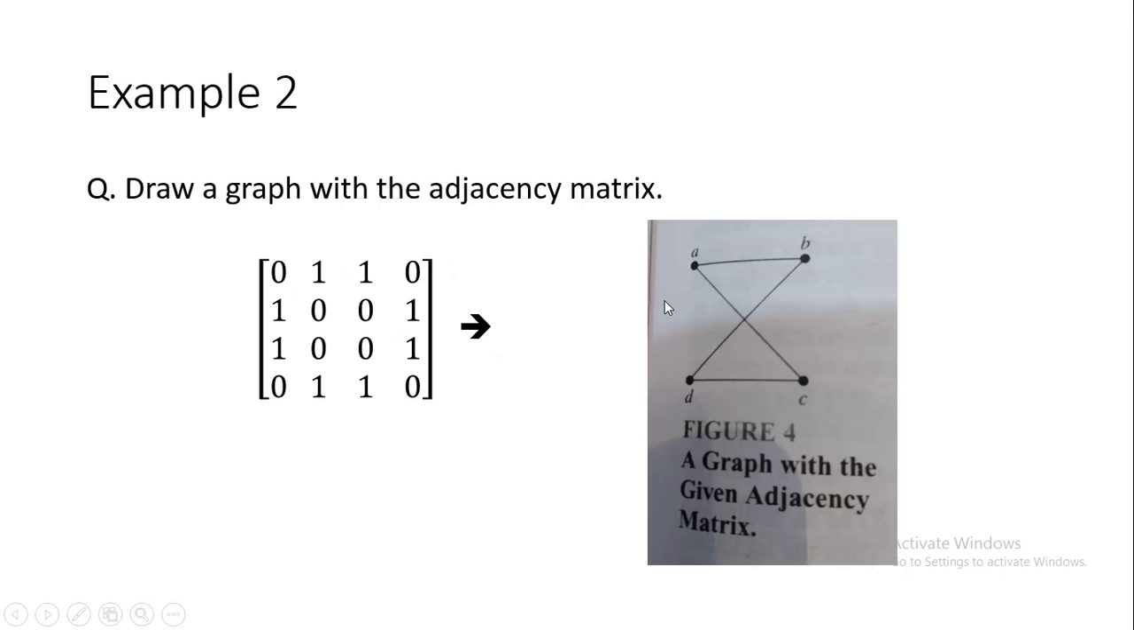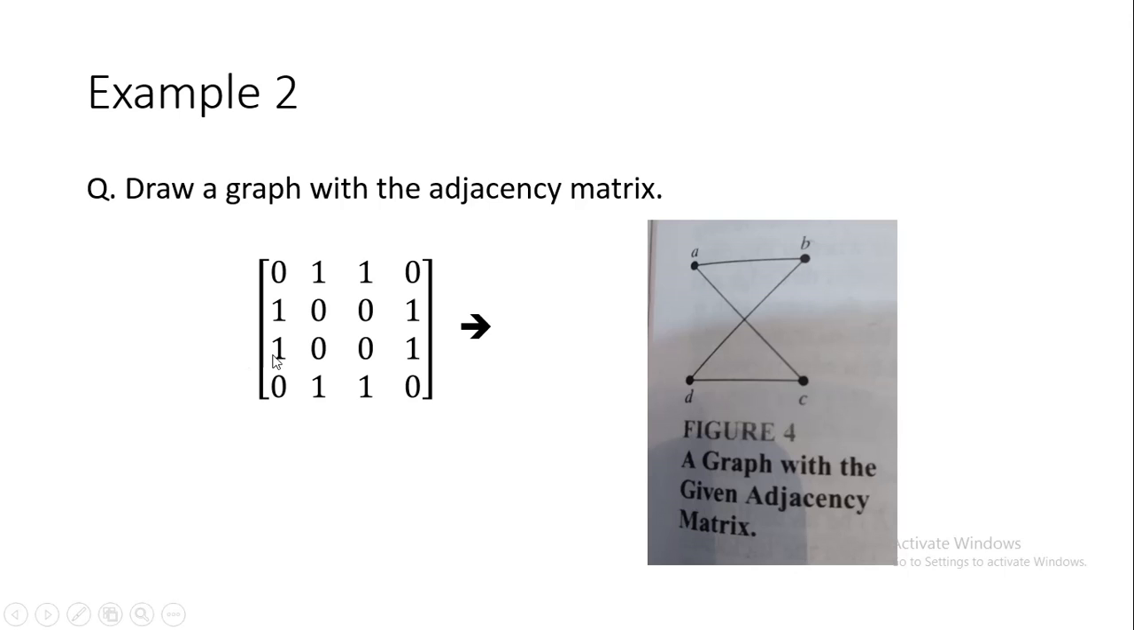A to D, we can't connect A to D because the value is 0 in the adjacency matrix, so we can't draw an edge between A and D. Then second row, first column. B to A, obviously the edge is present. B to B, no loop is there. B to C, no edge because the value is 0. Then B to D, yes, the value is 1, so we can draw a B to D edge.